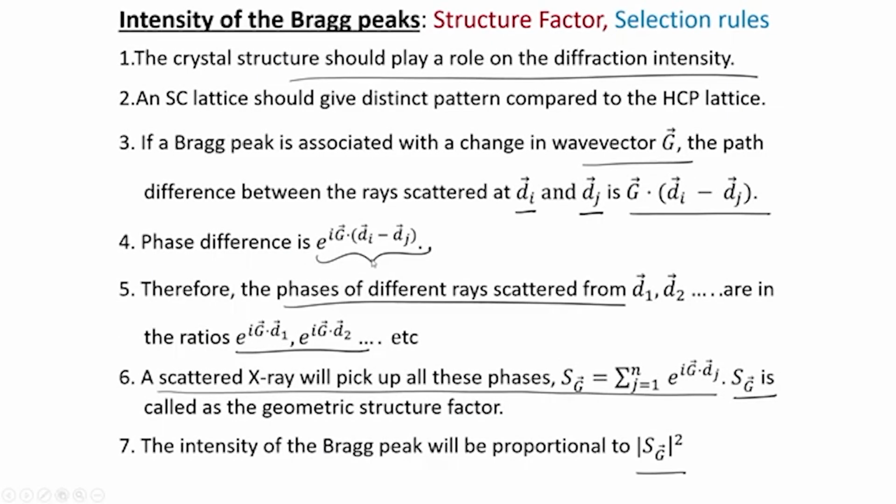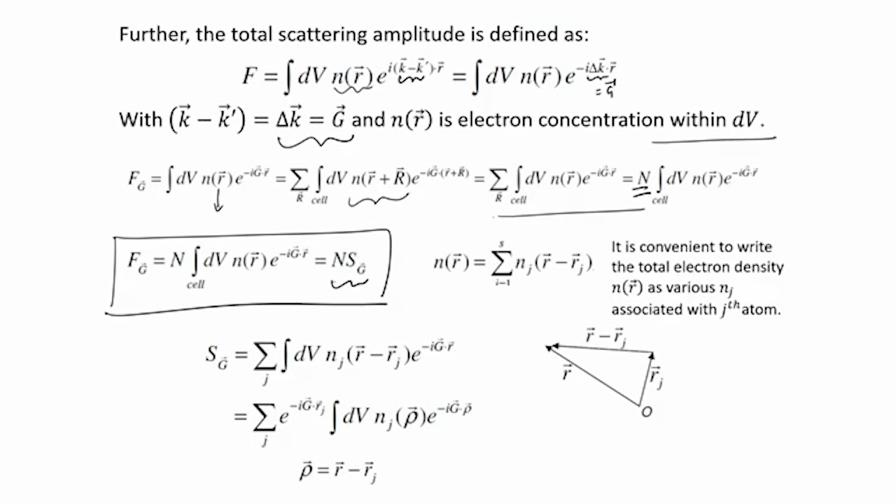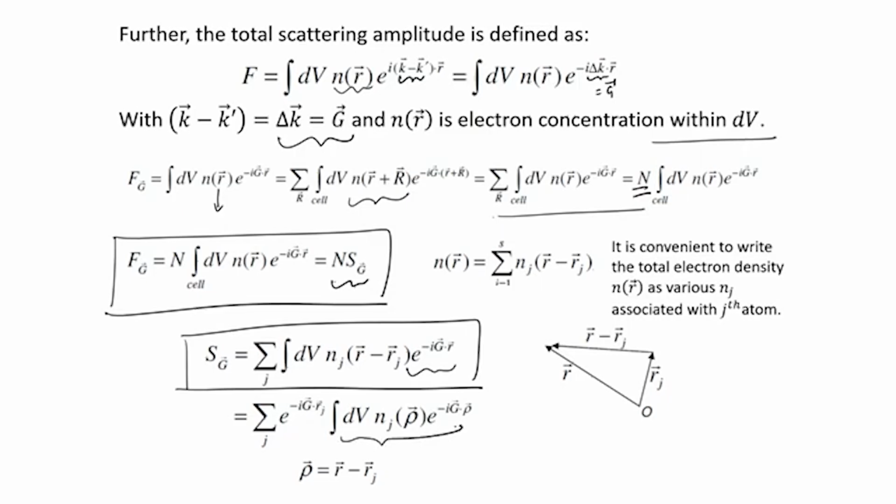Okay, so S_G is called the geometric structure factor, and we will eventually have to find the intensity of the Bragg peak, which is proportional to S_G squared. S_G is nothing but the sum over j of n_j(r minus r_j) and the exponential of minus i G dot r. We write r minus r_j as some vector called rho, and we take the exponential of minus i G dot r_j outside, and then it is the integral dV n_j(rho) exponential of minus i G dot rho, where rho is nothing but r minus r_j.